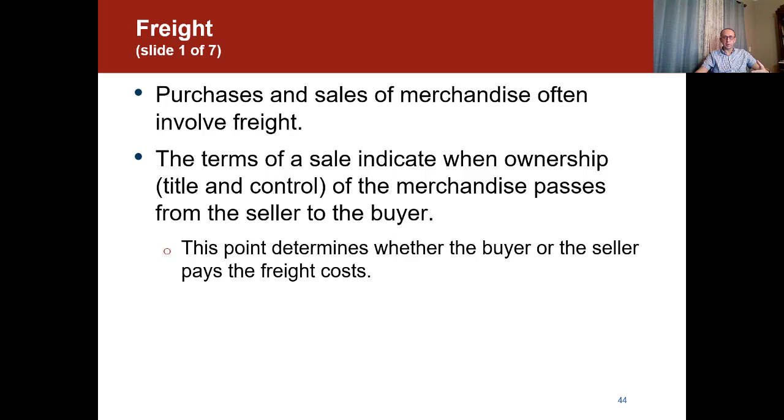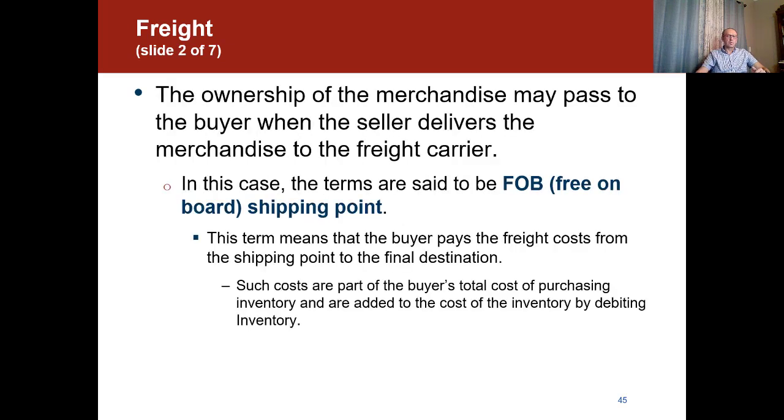So the terms of sale indicate when ownership, which is the title and control of the merchandise, passes from the seller to the buyer. This point determines whether the buyer or the seller pays the freight cost. The ownership of the merchandise may pass to the buyer when the seller delivers the merchandise to the freight carrier. In this case, we call it free on board shipping point, and they give it the short abbreviation FOB. So FOB is short for free on board shipping point, and this is the case when the ownership of the merchandise passes to the buyer when the seller delivers the merchandise to the freight carrier.